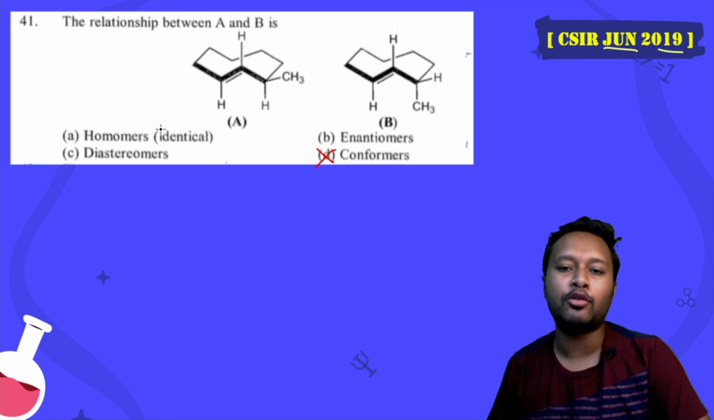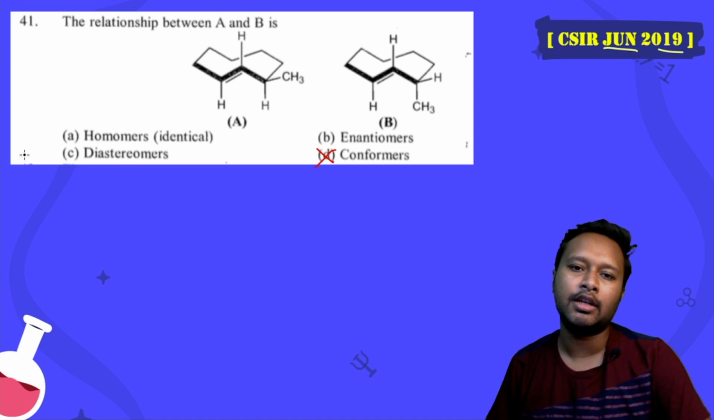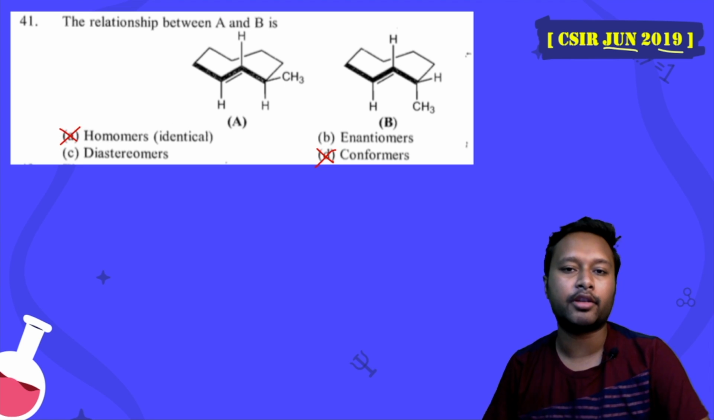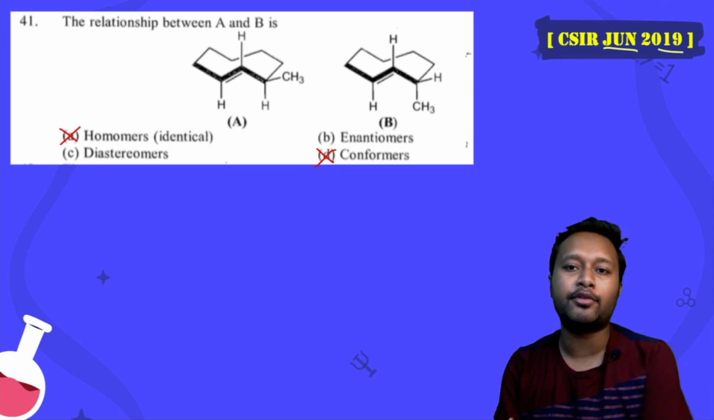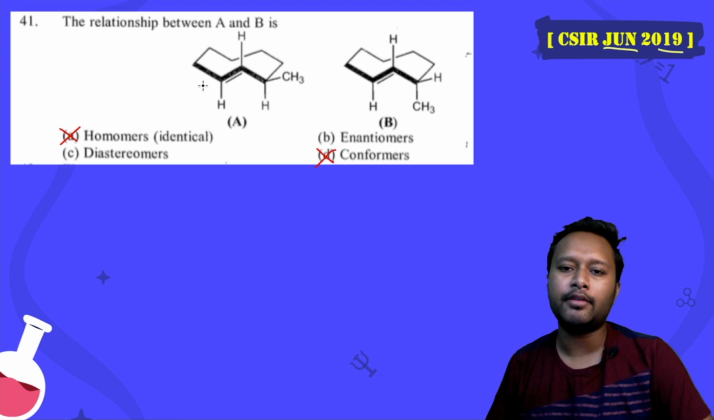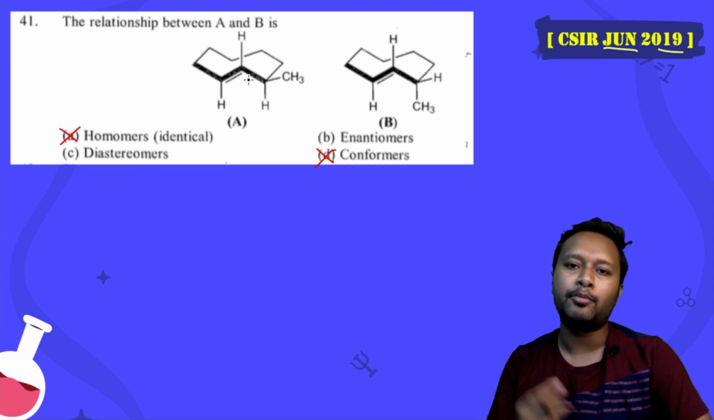Same way they are not homomers, because you can see that this methyl was earlier in the equatorial position, now it is going to the axial position. So the position of the methyl group is changing, so obviously they are not identical or homomers. Talking about enantiomers and diastereomers, now you have to look upon the configuration of these groups. In order to become enantiomers, if there are two configurations in the molecule, both of them should change.